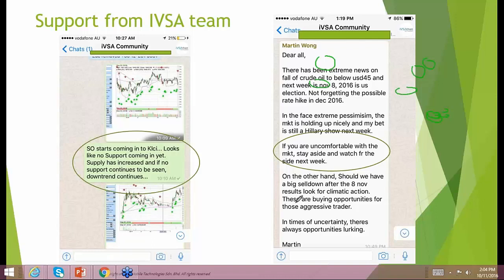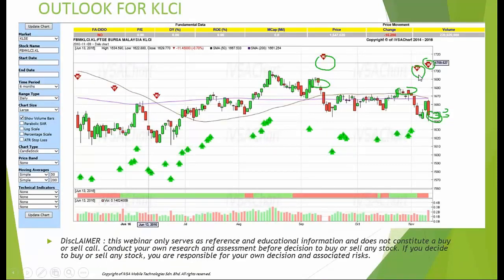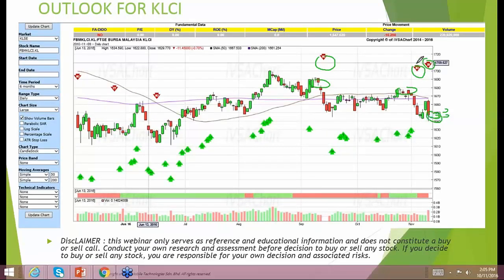But he does mention that if we are looking for a big sell down after the 8 November results, there are buying opportunities for those aggressive traders. Now, this is happening before yesterday, if you look at the date. And that's amazing for iVSAchart, isn't it? We are trying to predict what is going to happen for the next few bars, even before it is happening. And remember, this message came in, as I've mentioned, at this SO area, which I highlighted. It was this SO area before the 2B bar.